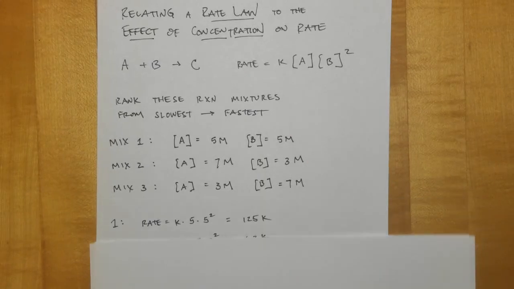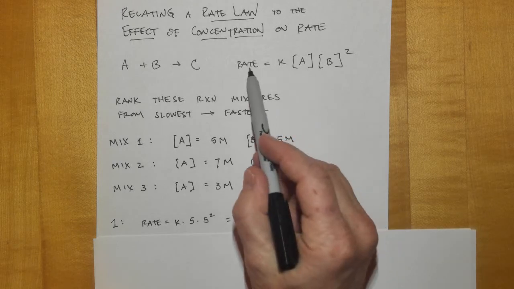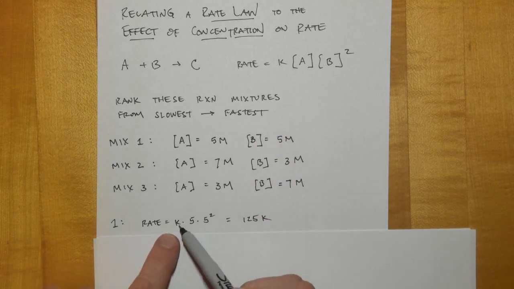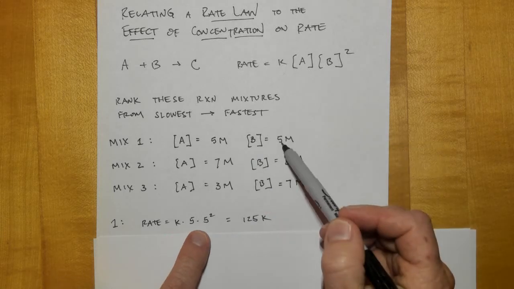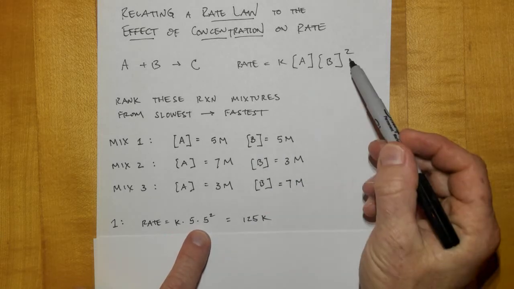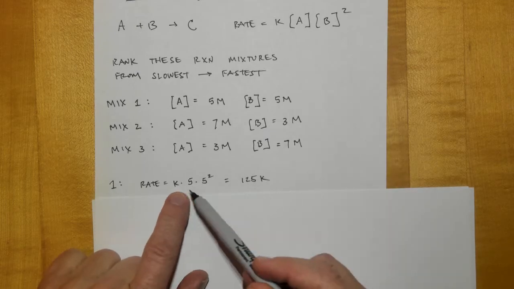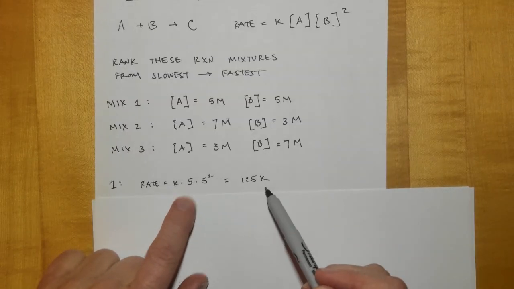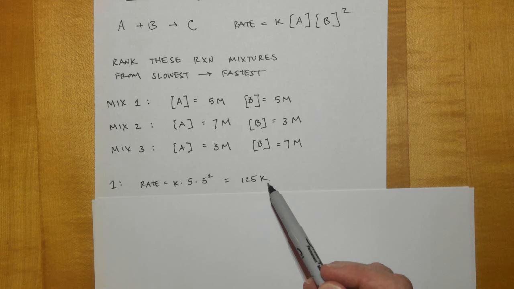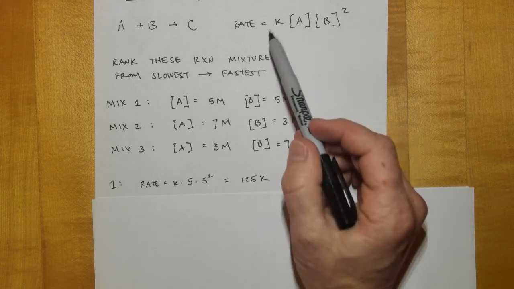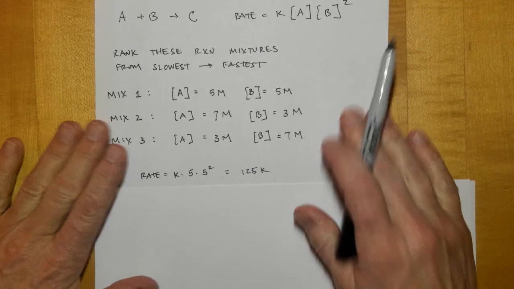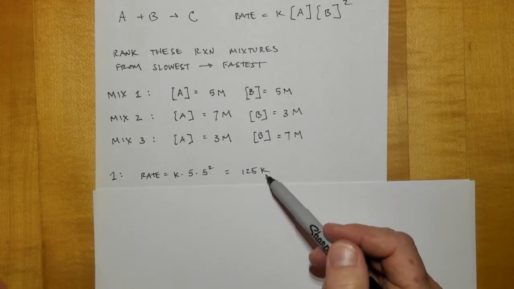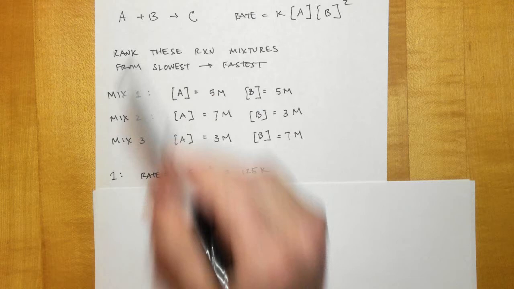So for mixture number one, we would put it into this equation right here. Rate is equal to K times 5 for A, 5 for B, and then square it. That would end up being 5 times 25, or 125K. We don't know what K is, but as long as K is the same, because it's the same for every reaction and they don't tell us that the temperature changes, then we can just know that it'd be 125 times whatever K is for this reaction.